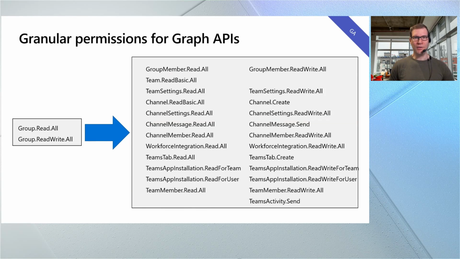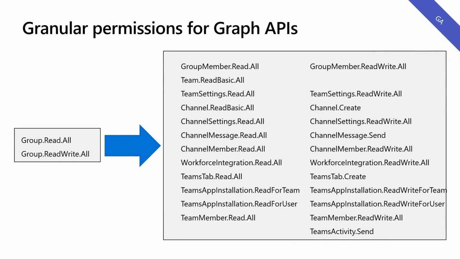We're also pleased to announce the availability of granular permissions for the Teams Graph APIs. In the past, almost all the Teams Graph APIs required one of two permissions, group read all or group read write all, two very powerful permissions. And it led to some silly situations like, I need my app to be able to send a message, therefore I need the permission to be able to delete all teams, please. That's a pretty scary place to be. It puts admins in an awkward situation.